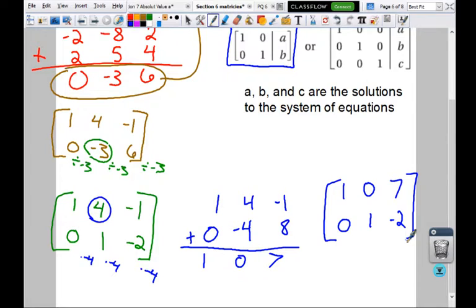So, we're actually almost done. We just need to write our answer. I have 1, 0, and then the number 7. That number 7 is fine. I have 0, 1, and then negative 2. Negative 2 is fine. I just need to write my final answer.